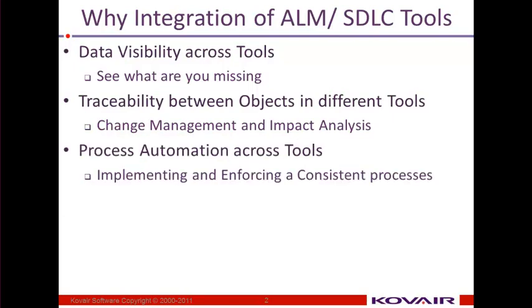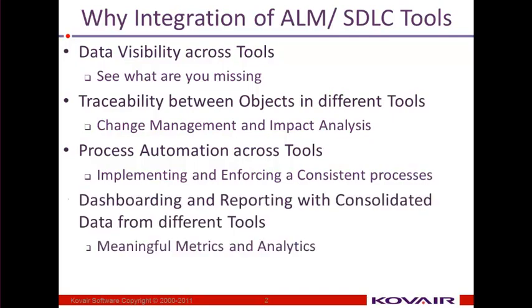Next is process automation across the tool boundary. Often we use different tools, each of which has its own process automation engine built in. For example, we may have a bug tracking tool, a requirements management tool, and a configuration management tool, each having its own built-in state-based process engine. But what about a process which cuts across the tool boundary, where each of the activities is actually happening in different tools? When you are integrating a number of different tools, that should be one of your goals.